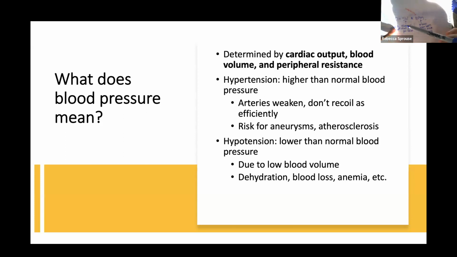Okay. Stroke volume is the volume of blood per beat. We multiply that by how many beats per minute, and then we get volume per minute. So cardiac output is the volume of blood being pumped per minute. So that's something that blood pressure depends upon. Another thing that blood pressure depends upon is how much volume that actually is, right? And then peripheral resistance, which is how easily blood is flowing through those arteries.